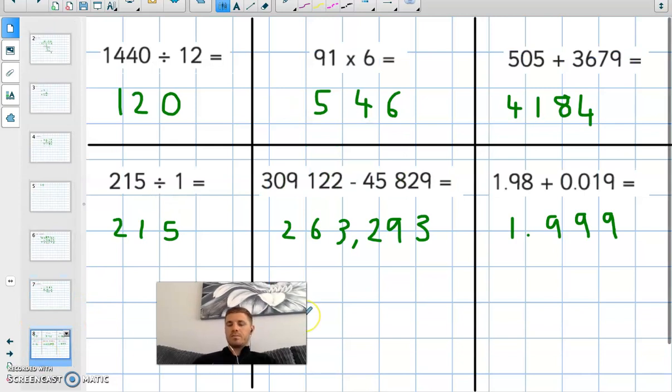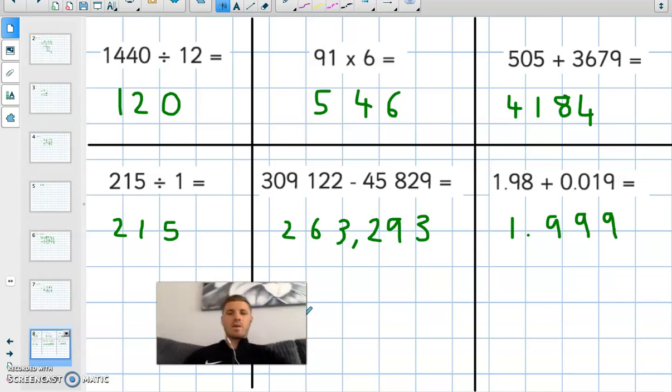Okay, look at your answers. See if you got them correct. If not, if they're incorrect, go back through the workings, see where you've made a mistake, and then you can practice some of those types of questions to improve and to get better at them.